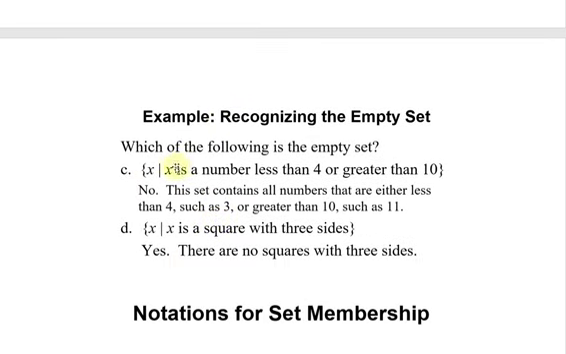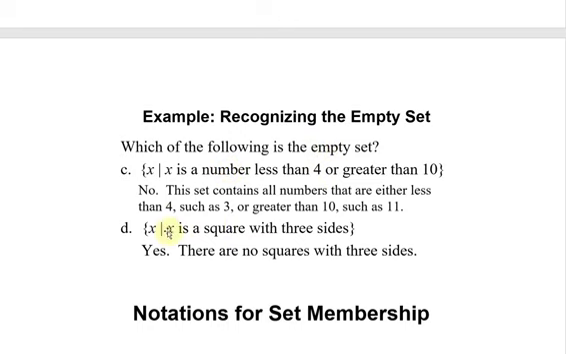How about this one? X such that X is a number less than 4 or bigger than 10. Is this the empty set? Nope, because we have the OR. If something is less than 4, maybe 3, or bigger than 10, maybe 11, it's alright. Because this condition has the OR, you can have a number less than 4 or another one bigger than 10, which is 11. So we do have something inside this set. So this is not the empty set.